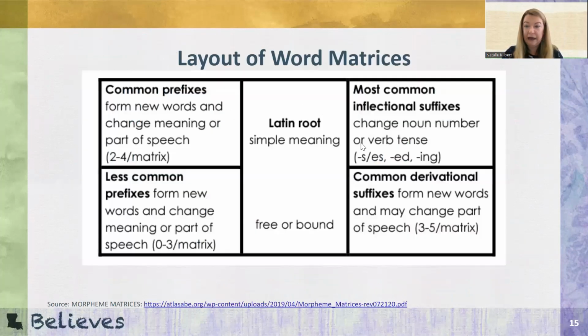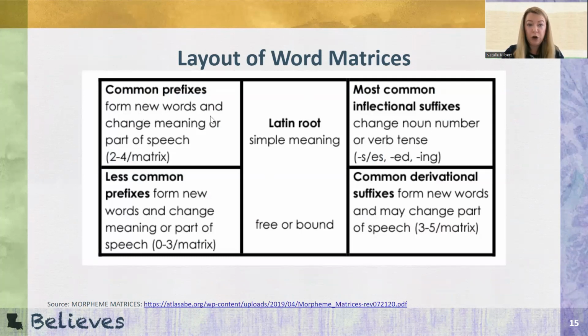So this is the layout of a general word matrices. The Latin root goes in the very middle with its simple meaning. And it's up to you whether you, the teacher, want to write whether it's free or bound. I don't think that's essential to understanding that, but if you think you do, then you can go ahead and do that. In the upper left-hand corner are your common prefixes.